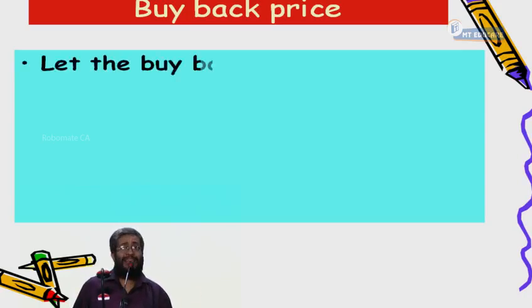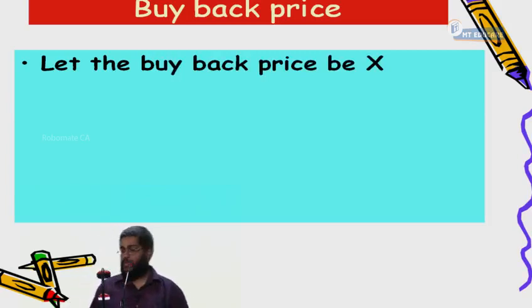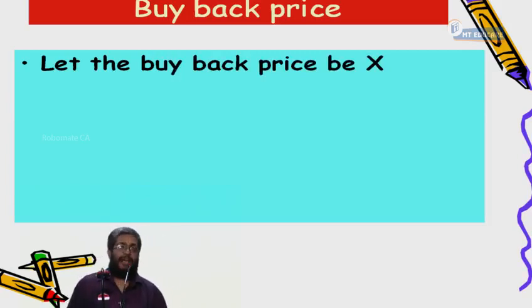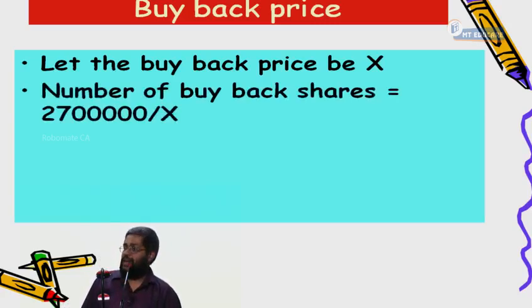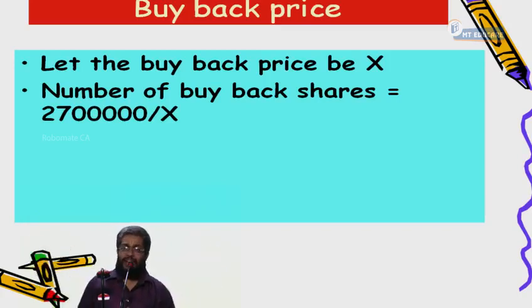Let buyback price be X. Can I proceed? Number of buyback shares. Stop and tell me how much money I am going to spend for buying back. 27 lakh. Every share I am going to buy back at how many rupees? X rupees. So how many shares are going to be bought back here? 27 lakhs divided by X.